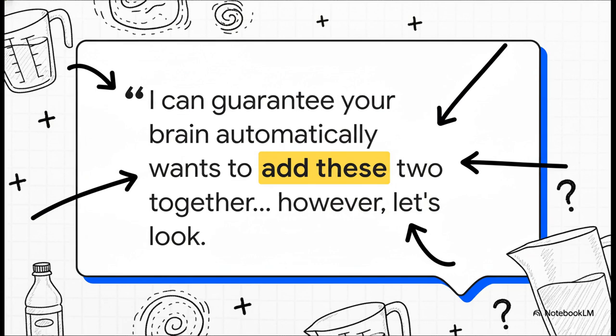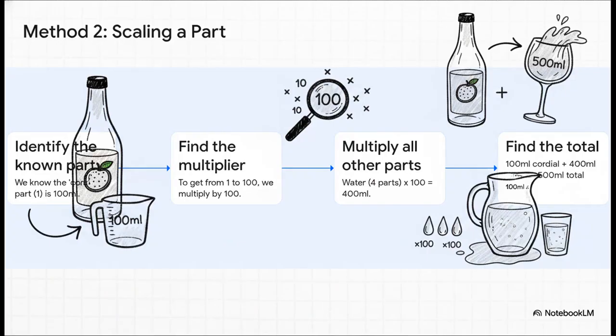But think back to our drink problem at the beginning. We don't have a total amount of drink to split. We only know the value of one of the parts, the cordial. And for that, we need a totally different technique. And that brings us to method 2, scaling. This is what you use when you know the value of one part.